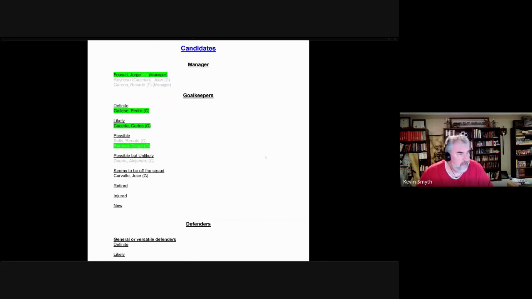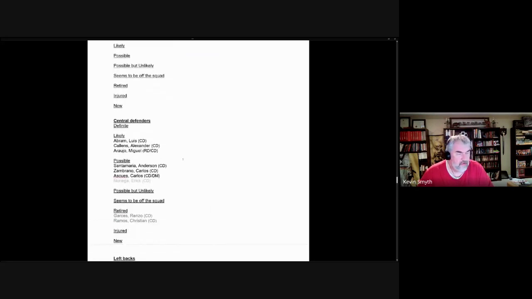Okay, to defenders, and looking at central defenders, we had no definite candidates. That's indicative of the uncertainty over players. So we had no definite, but three likely candidates. The first one was Louis Abram. He was selected. Also, Alexandra Callens was selected, and Miguel Araujo, the third likely candidate. All three of them selected.